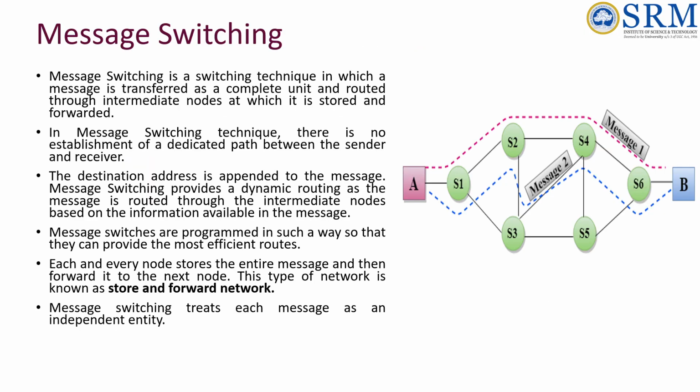The second technique is message switching. Unlike circuit switching, message switching does not require a dedicated path to be established between the sender and receiver. In message switching, the entire message is treated as one unit. The message is received and stored at an intermediate node and then forwarded to the next node when the required link becomes available. This approach is sometimes described as store and forward switching.